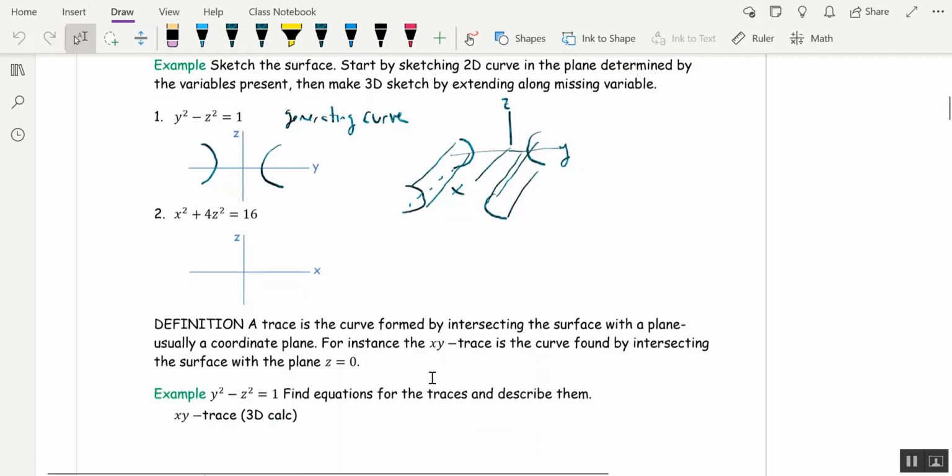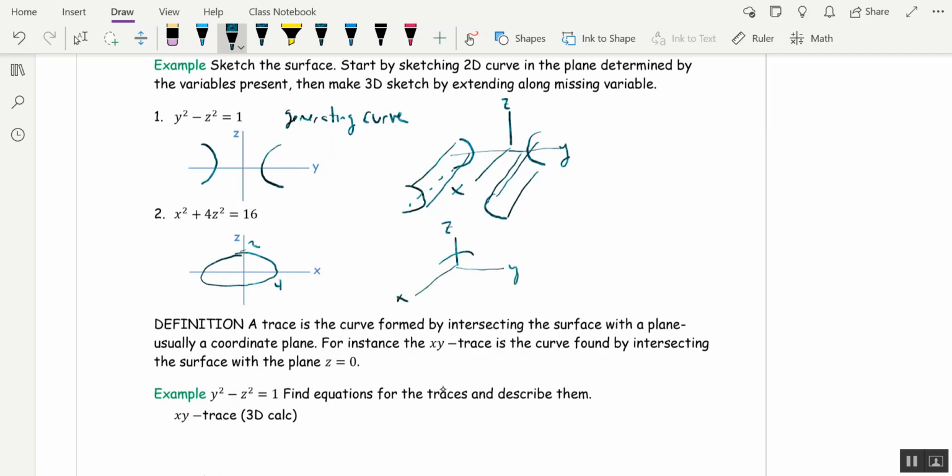Okay, let's do another one. X squared plus 4z squared is 16. Well, that's an ellipse, and it looks like this. And the x-intercept is 4, and the y-intercept is 2. And so I go to R3, and I sketch that ellipse in the xz plane, and then I extend it along the y-axis. So that's going to look like a big tube.